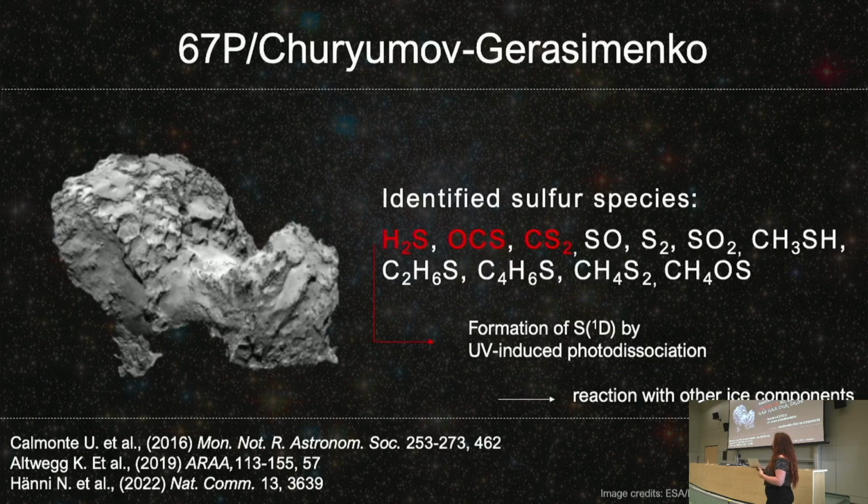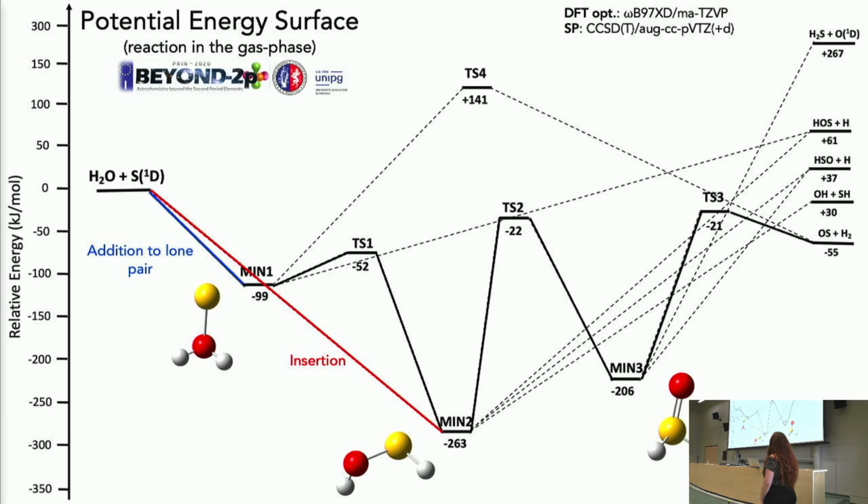And then, of course, before checking out what would happen when the sulfur reacts with other species, we need to check out what happens when it reacts with water, because it's the most abundant component of ice. So we started from the gas-phase reaction of water and sulfur. And here I highlighted the way in which it reacts. It does both addition to the lone pair or insertion into the OH bond directly.